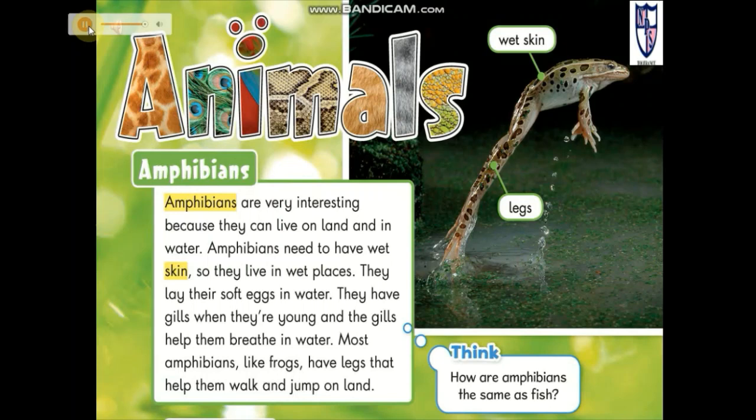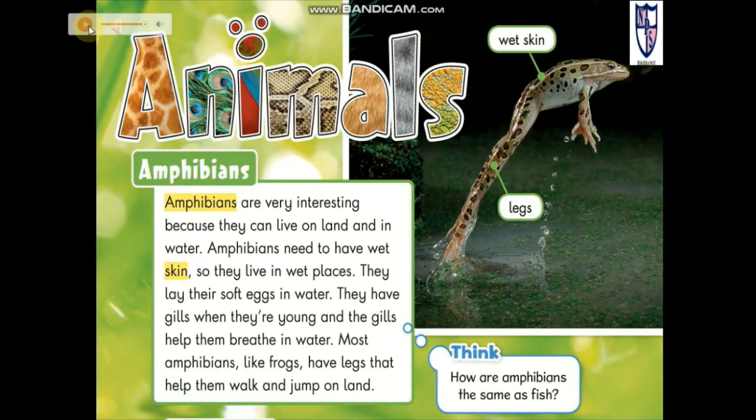The word amphibians means 2 lives. Amphibians are very interesting. Do you know why? Because amphibians spend their lives in the water and on land. All amphibians begin their life in water with gills. Like fish, gills help them breathe in water, and tails. As they grow, they develop lungs and legs for their life on land.